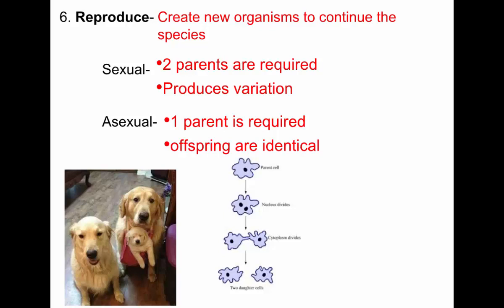So sexual reproduction, two parents and a puppy. Asexual reproduction, an amoeba, basically copying its DNA, splitting into two. Here are the two offspring, so it's reproduced, but these are just copies of the original.